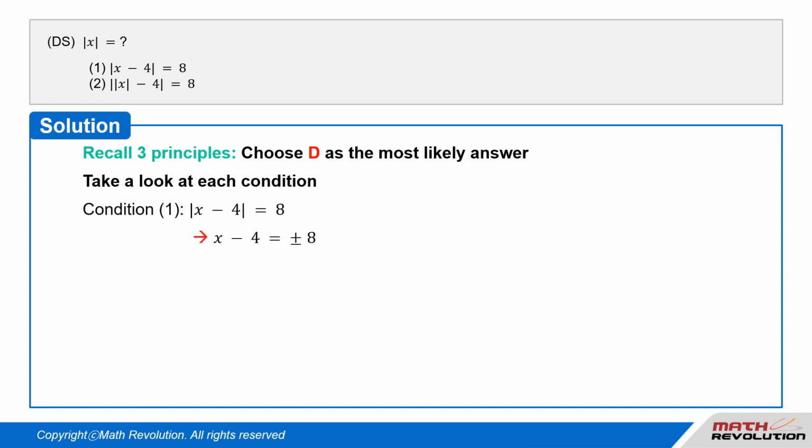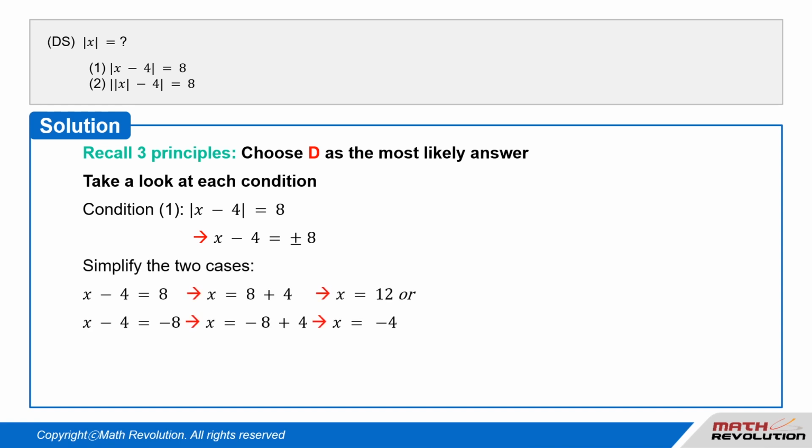Condition 1 tells us that absolute value of whole of x minus 4 equals 8. This means x minus 4 equals plus minus 8. Simplifying the two cases, we get x minus 4 equals 8, gives x equals 8 plus 4, or x equals 12, and x minus 4 equals negative 8, gives x equals negative 8 plus 4, or x equals negative 4.